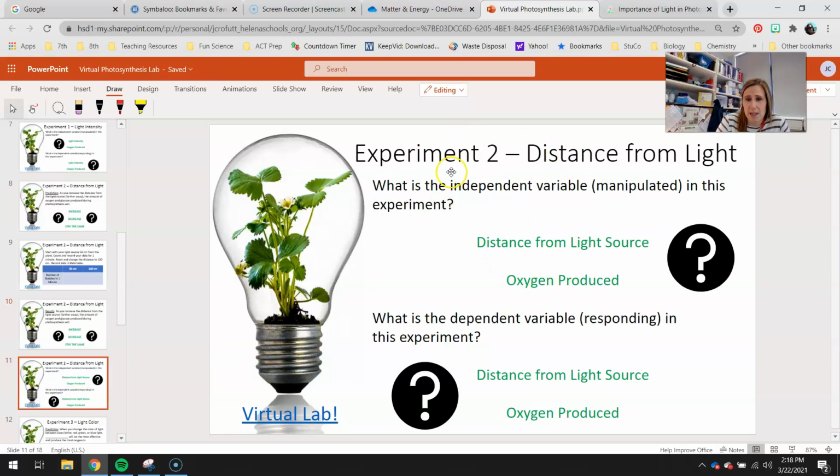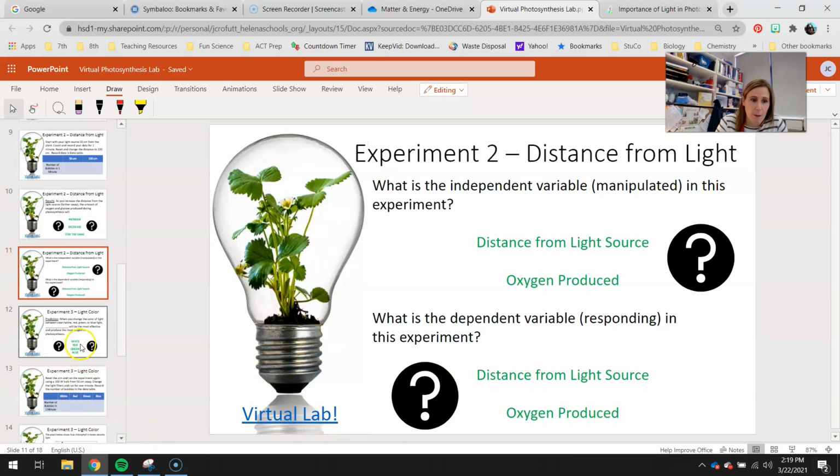Okay, and then what is the independent variable? Remember, that's the thing you guys changed as scientists. So was that distance from the light source or the oxygen produced? And then what is your dependent variable? What is the thing that you are measuring to see if it changed? Okay, is that distance from the light source or oxygen produced?